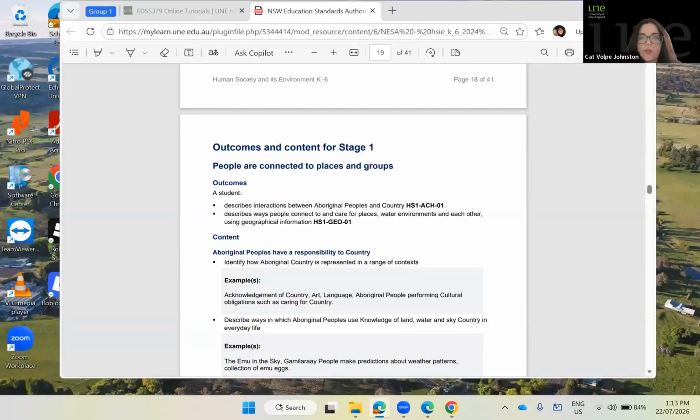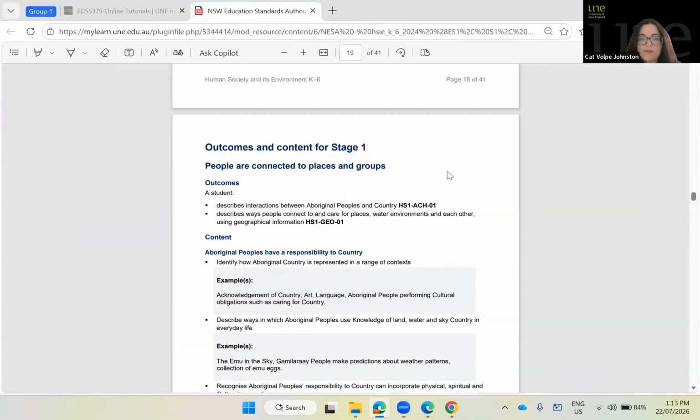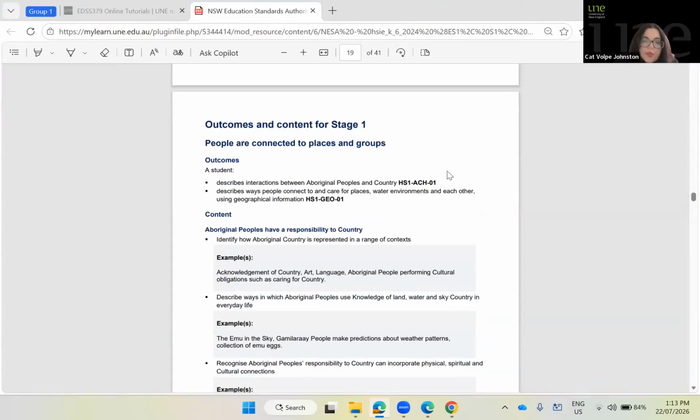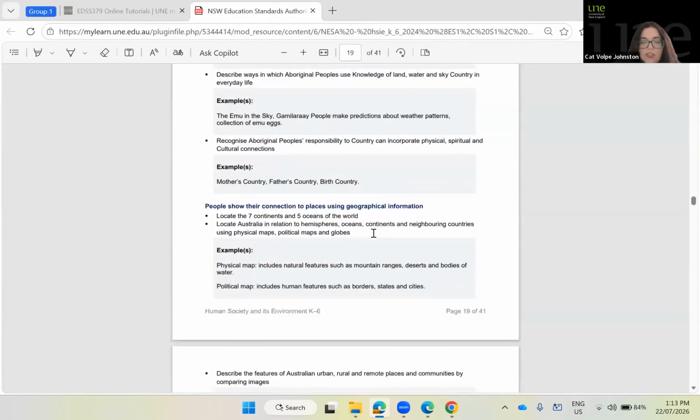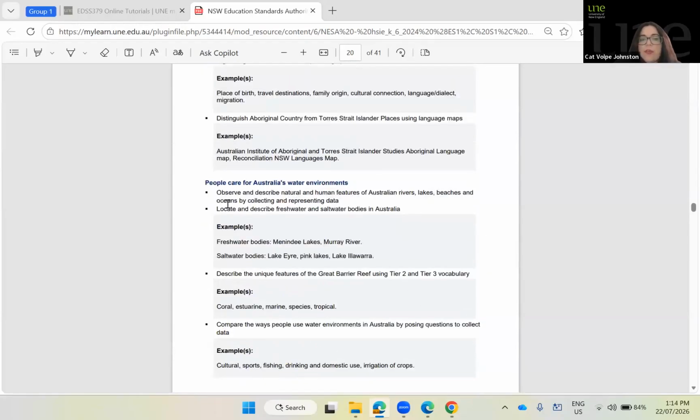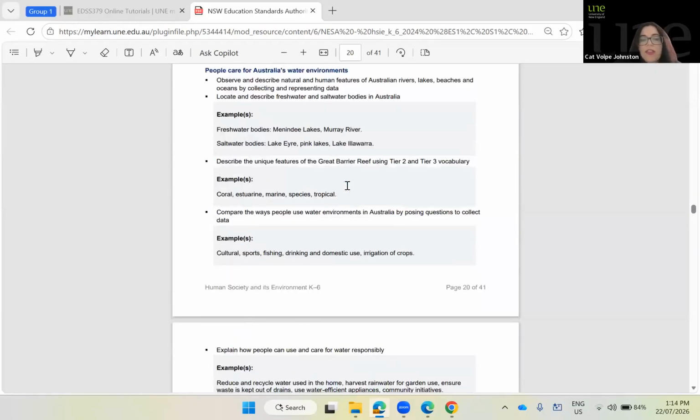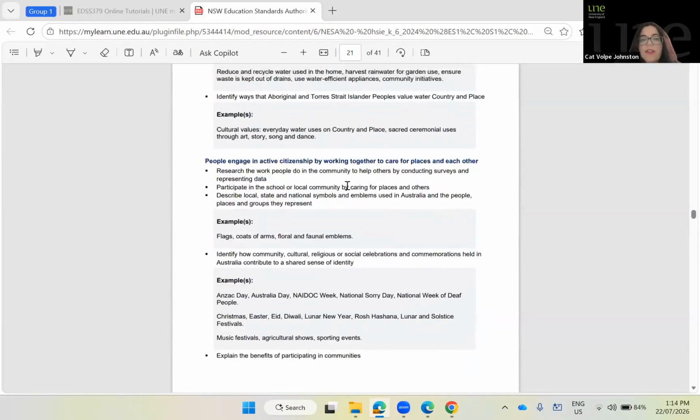All right, moving on to stage 1. A little bit more closely at this one here. So we've got geography content. What is it? Aboriginal peoples have a responsibility to country. So looking at these blue sections first. People show their connection to places using geographical information. People care for Australia's water environments. And people engage in active citizenship by working together to care for places and each other.